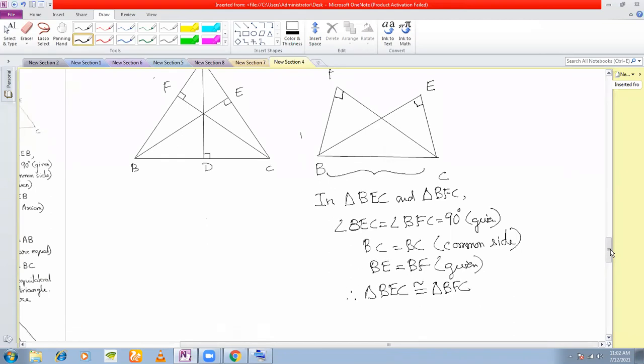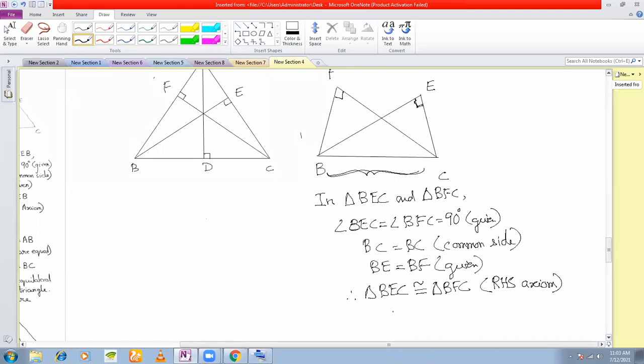If these two triangles are congruent, by what axiom can I say these two triangles are congruent? Can anyone say by what axiom? Sir, SAS. SAS. Why SAS? We have a 90-degree angle, we have a hypotenuse, and we have a side here also, right? So this is by RHS, isn't it? Yes. So these two triangles are congruent.